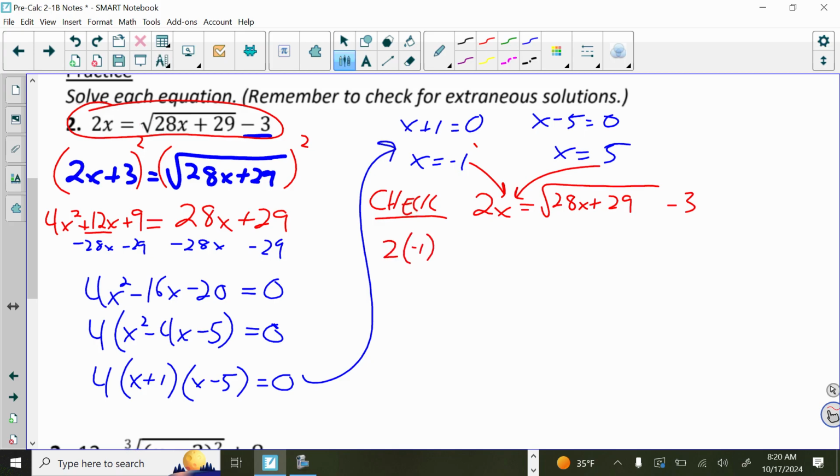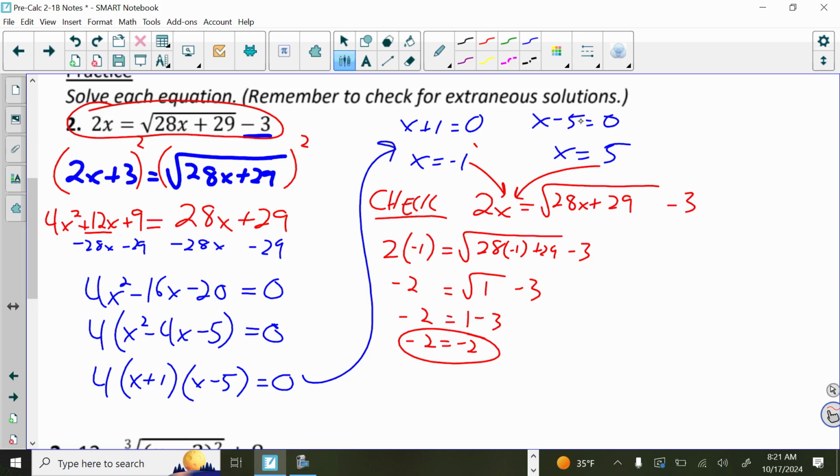2 times -1 is going to equal the square root of 28 times -1 plus 29. I've got this minus 3 over here, right? So if I keep going here, I'm going to get -2 on the left. On the right-hand side, I'm going to have -28 plus 29, which gives me the square root of 1, and then minus 3. Square root of 1 is 1, so 1 minus 3. So I'm going to end up with -2 equals -2. Well, that is a true statement, so that means that works. If it's false, then we could say that it doesn't work.